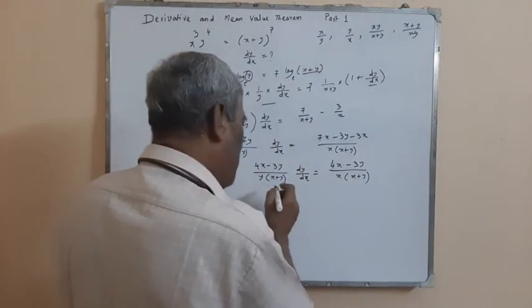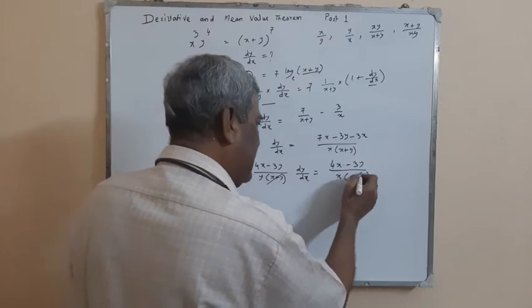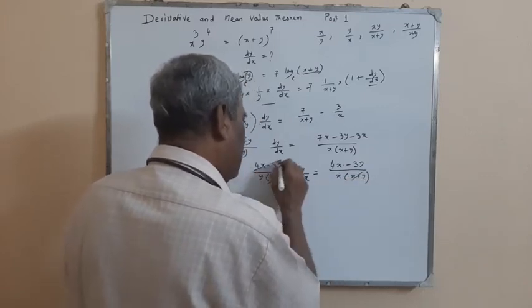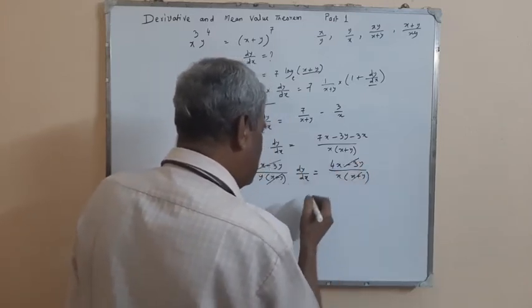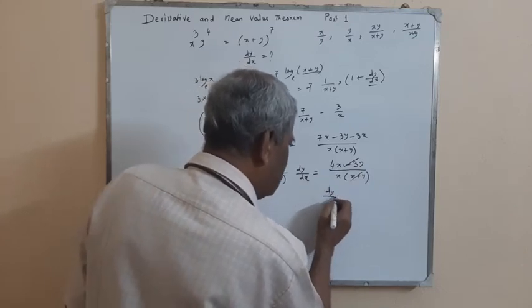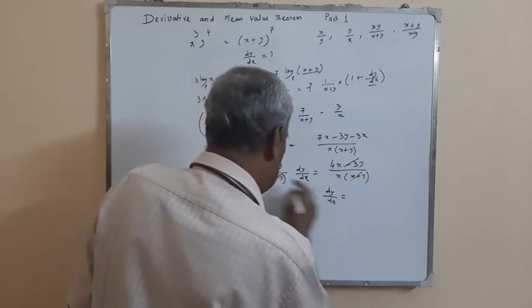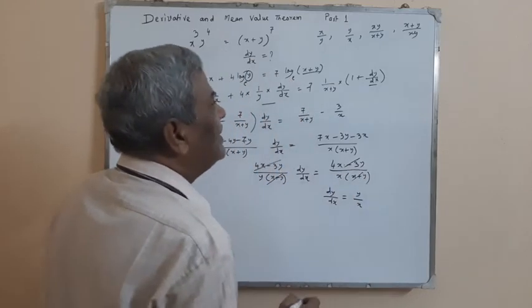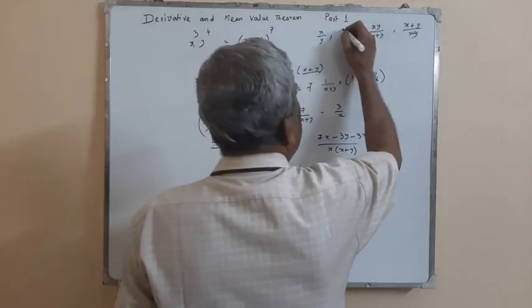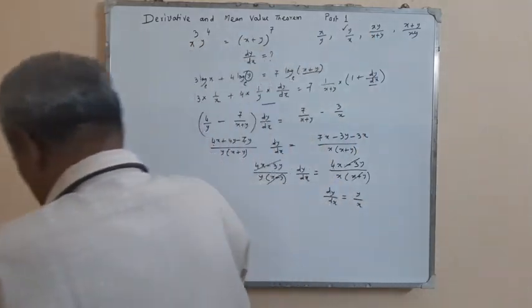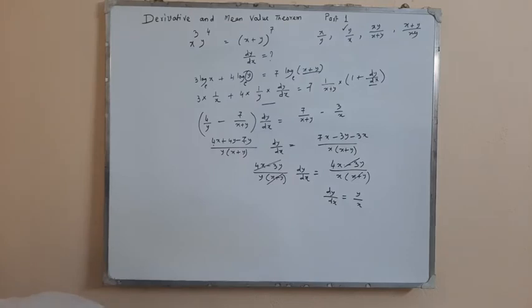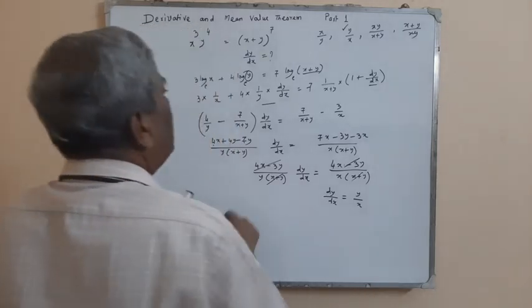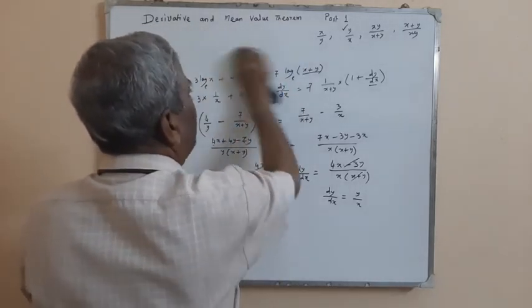Now you see, from the denominator x plus y cancels, and from the numerator 4x minus 3y cancels, so that dy/dx is equal to y by x, and this is the answer. So the second option is correct. Now next problem.